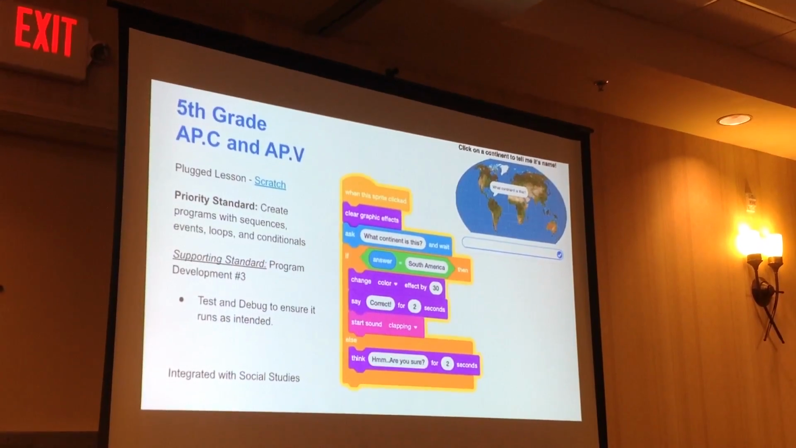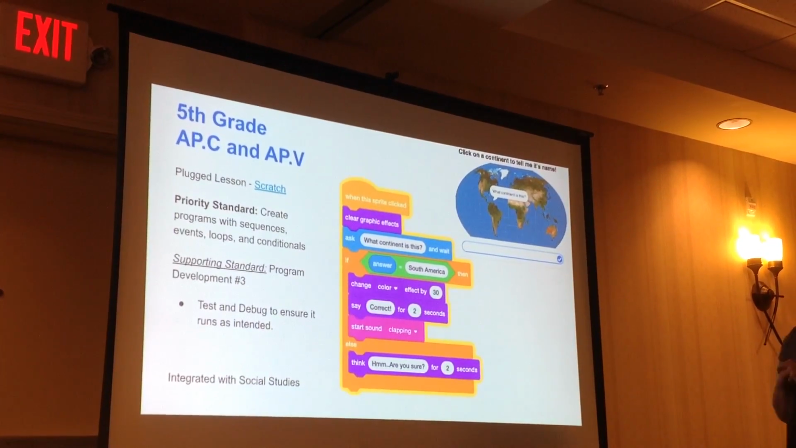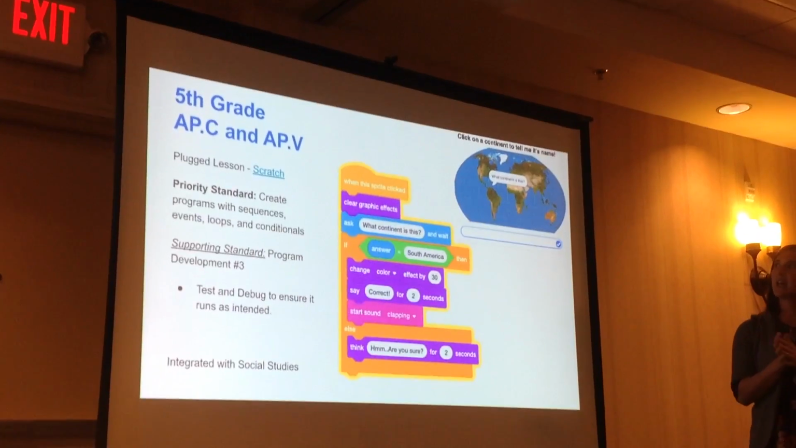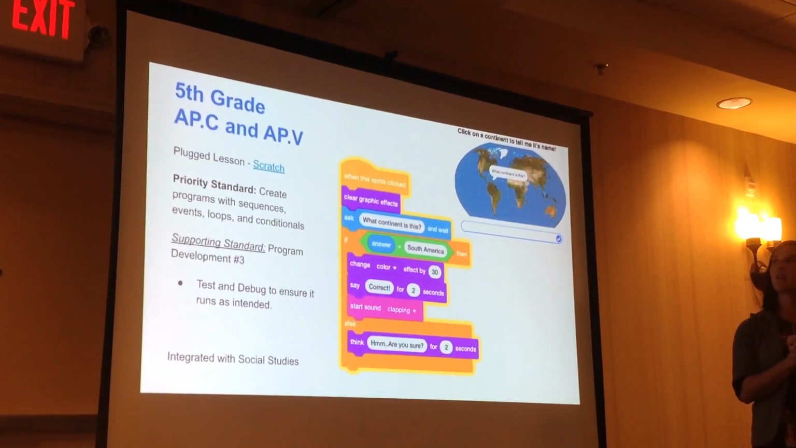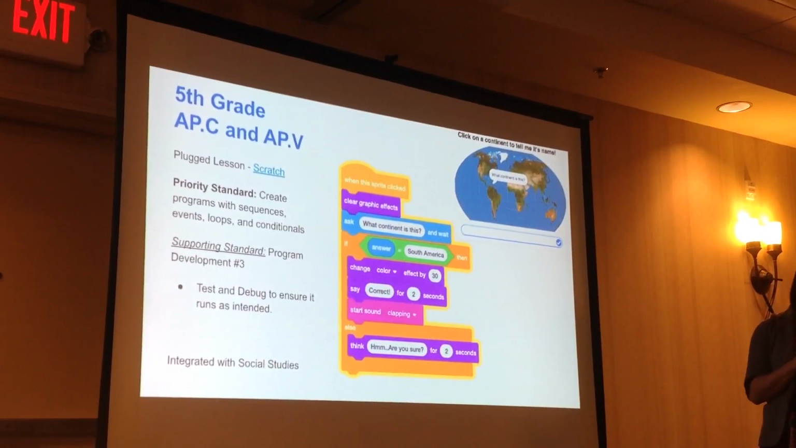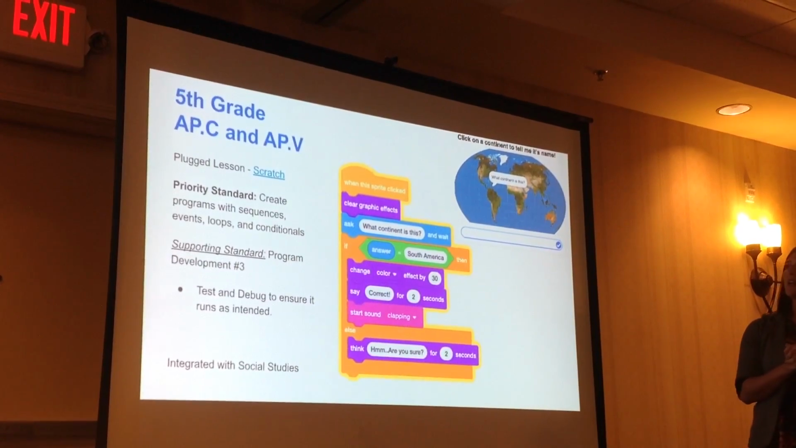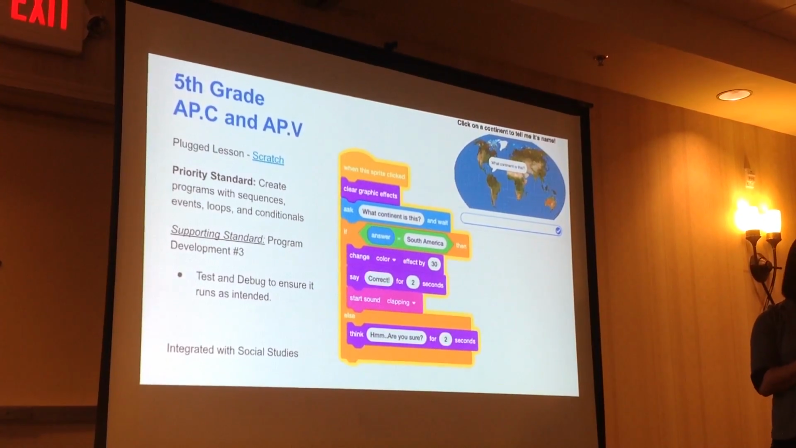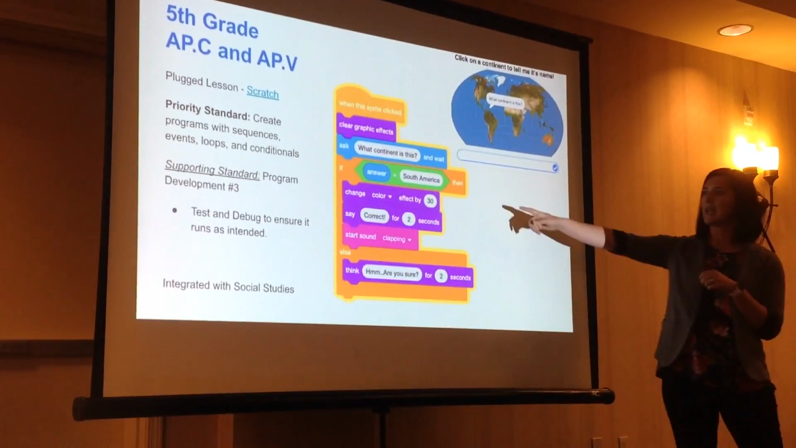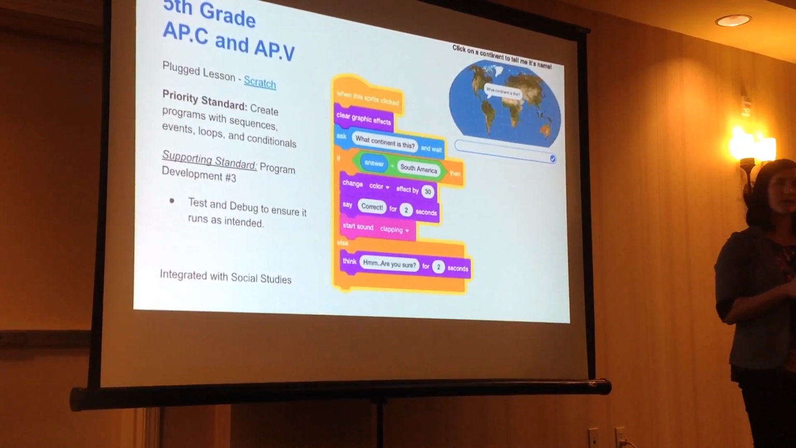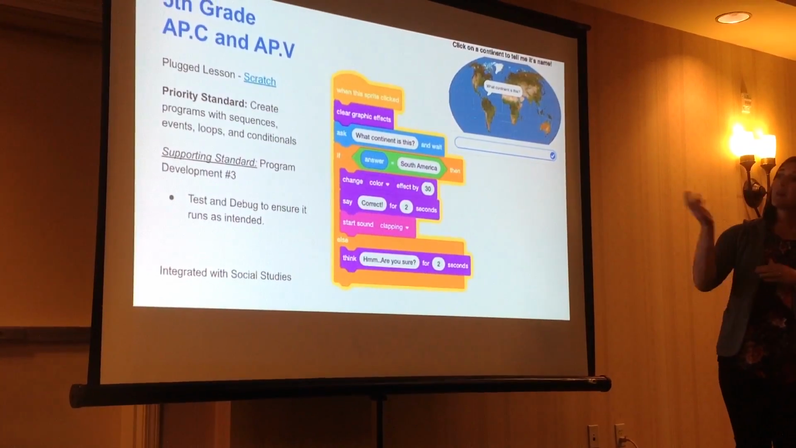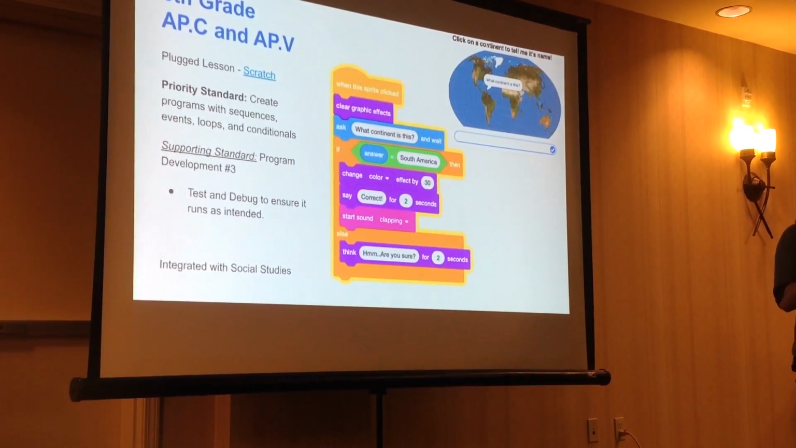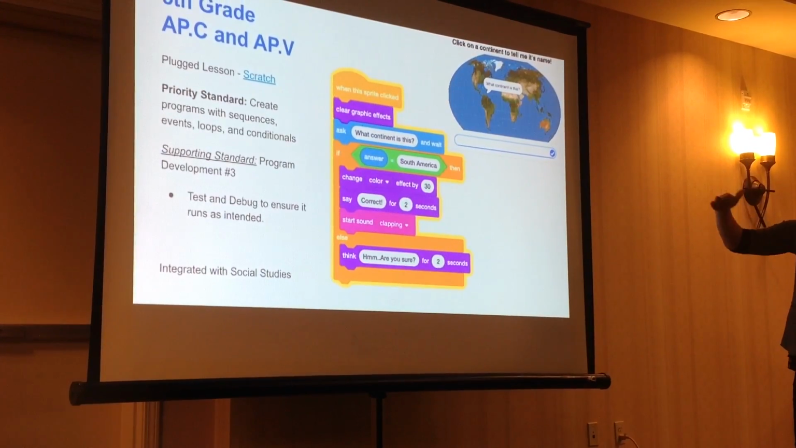So here's an example lesson from a 4th grade class. And this student decided to make a quiz, and they made this quiz on the continents of the world. We were learning all about conditionals. The conditional we were using here was the if, then, or else blocks. So our priority standard here was create a program with sequences. So we have a sequence of what is going to happen.